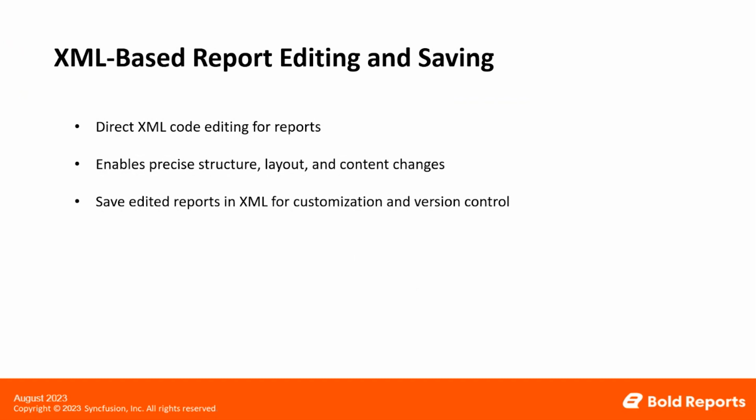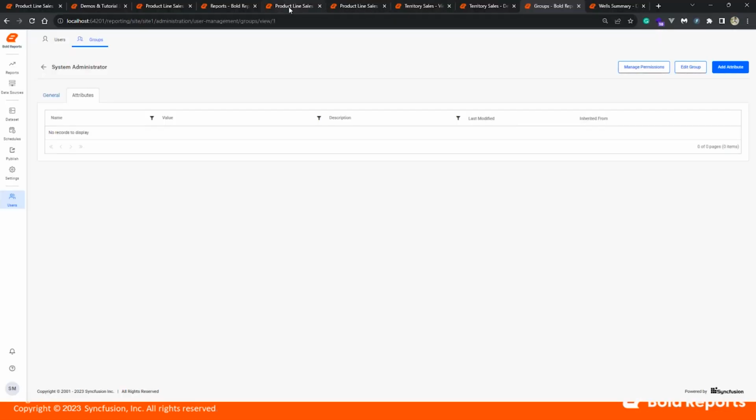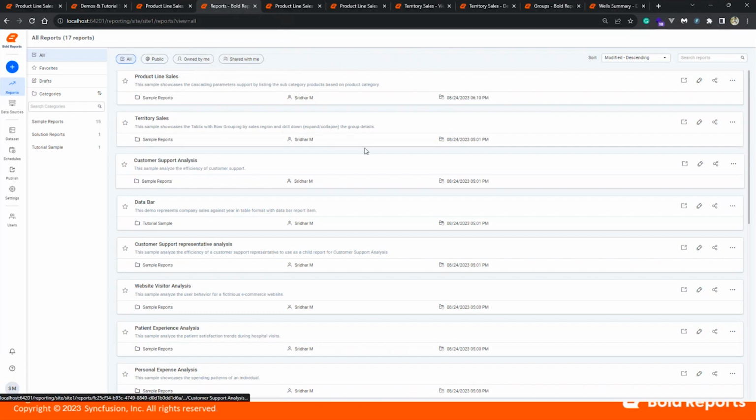Now let's dive into the next feature, XML-based report editing. Now you can edit reports directly using XML code. This advanced feature allows you to fine-tune structure, layout, and content, ensuring reports are tailored to your exact specifications. Save your customized reports in XML format for easy version management. Now I will show the demo for the report. For that, I'm going to take the territory sales report.